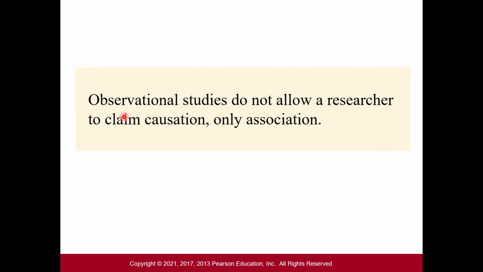And so these are all observational studies, and observational studies do not allow a researcher to claim causation, only association. So what this means is, in a study where you're just observing, like the classroom one or the flu shot example, you cannot say that something causes something else, like the flu shot causes less hospitalization, or online homework causes better grades. You can only claim association. So you could say less hospitalization is associated with the flu shot, things like that.